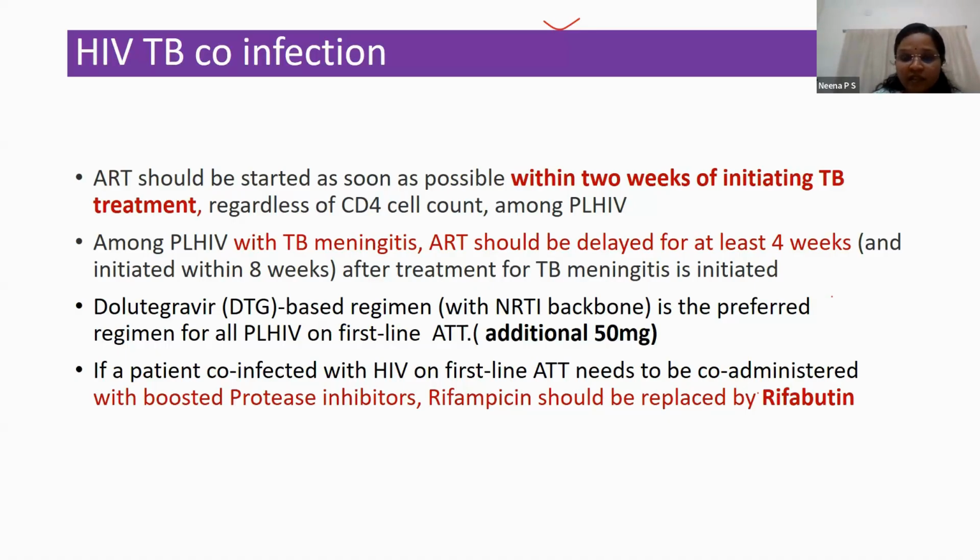That is to prevent the development of IRIS, immune reconstitution inflammatory syndrome. And a dolutegravir based regimen is a preferred regimen. As rifampicin is a cytochrome P450 enzyme inducer, you may have to give an additional 50 milligram of dolutegravir if the patient is on a DTG based regimen. And if the patient is being started on ART with protease inhibitors, then rifampicin has to be replaced by rifabutin.